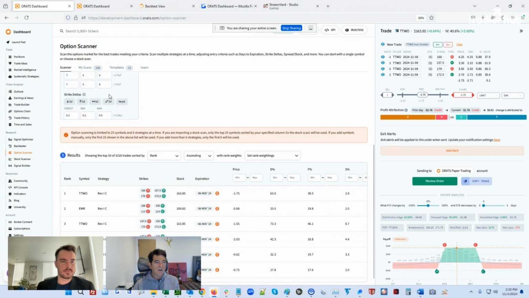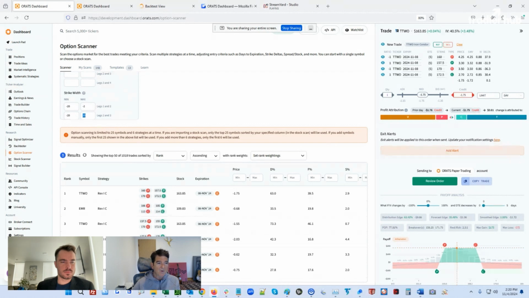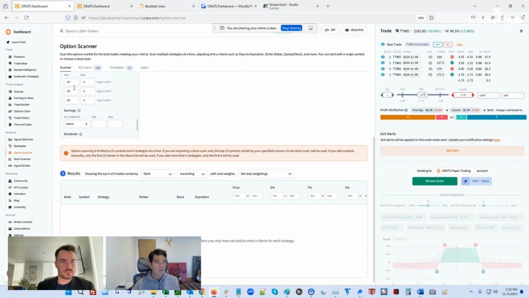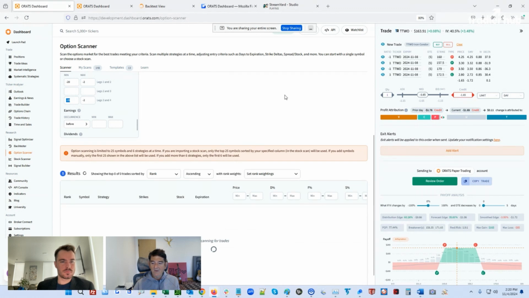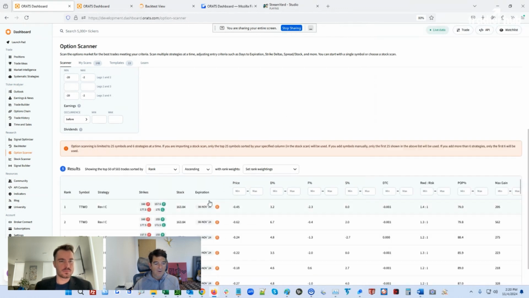Let's see, the long call one, that should be negative, right? So the long call should be minus the second one. That has to be negative. So -2. Let's see if that finds it. We shouldn't be getting a... oh, that might be right. But we shouldn't be getting a credit unless it's really wide, which it's not.